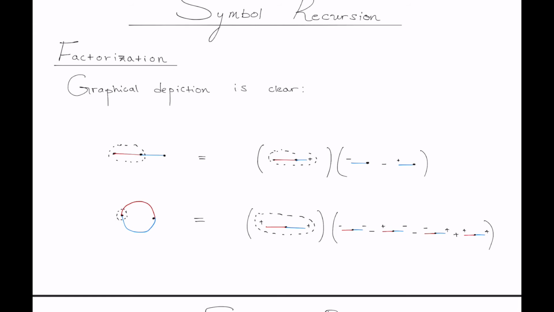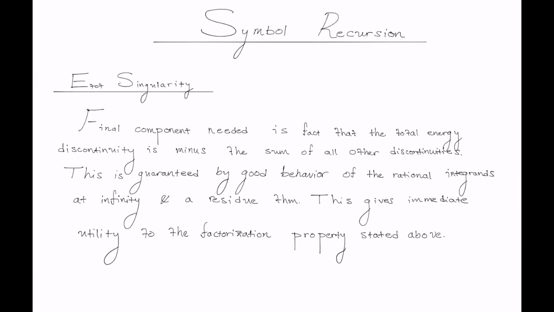To get any utility out of this recursively, we need one more fact, which is that the E-total singularity, the discontinuity across the E-total branch cut, is equal to minus the sum of the discontinuities across all other cuts. So this is guaranteed by good behavior of the rational integrands at infinity and a residue theorem. This is sort of analogous to BCFW and its utility coming from the good high energy behavior of Yang-Mills and gravity, say. So this fact now gives us immediate utility to the factorization property stated above, because now we're capable of recursing downward.